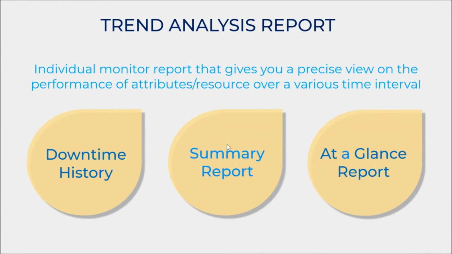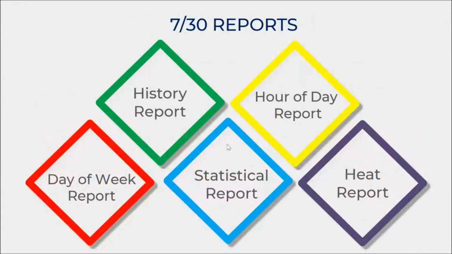At a glance report basically gives you a bird's eye view of all the performance of your monitor so far. And we have a unique kind of report in our product, which is a 7 bar 30 report, which provides you details based on your week or a month. Again, we have multiple subdivisions here, like this history report, and here you'll know about the amount of resources that's been utilized by the particular attribute.